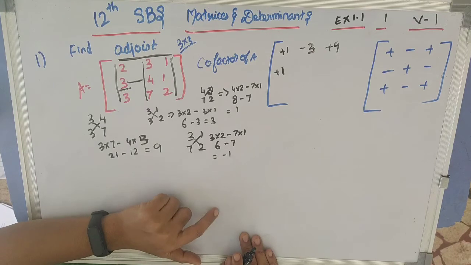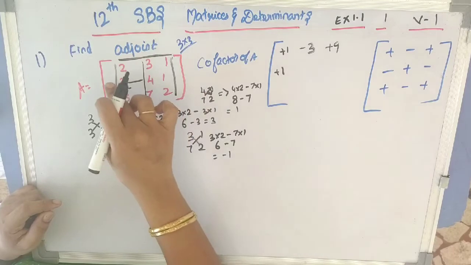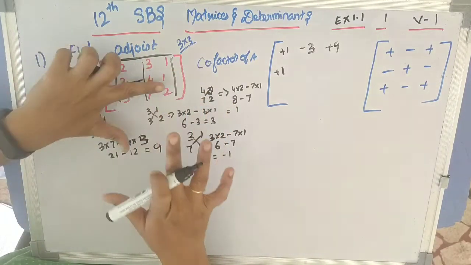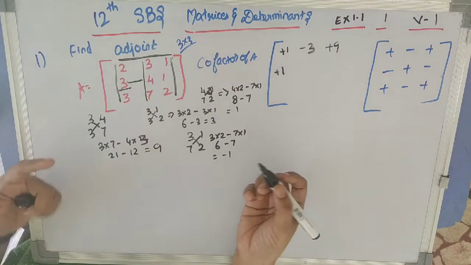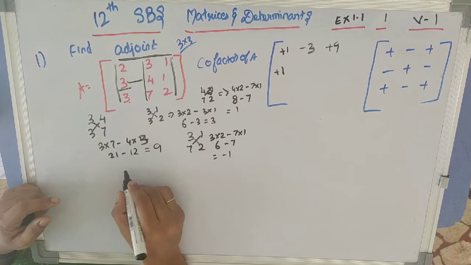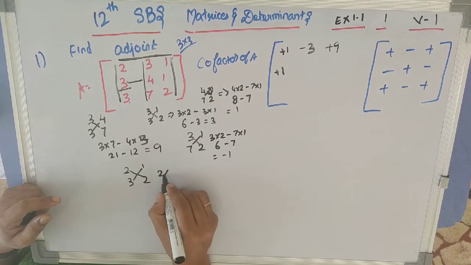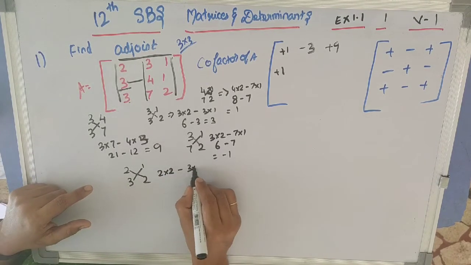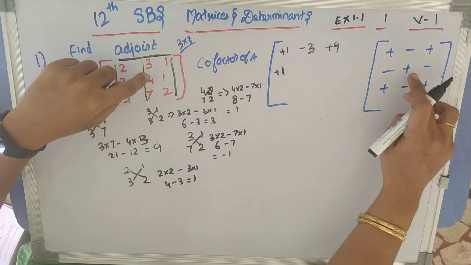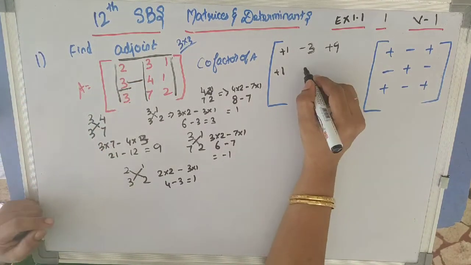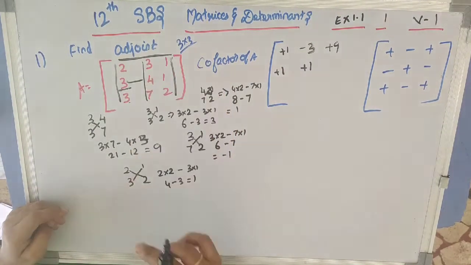Now I have to find the cofactor of 4. Where is 4? It is in row 2 and column 2. On eliminating these two rows and columns, what is remaining? 2, 1 and 3, 2. I am going to do cross multiplication. That is 2 into 2 minus 3 into 1, which is 4 minus 3, which is equal to 1. The sign convention for that place is plus. So plus 1. Clear?